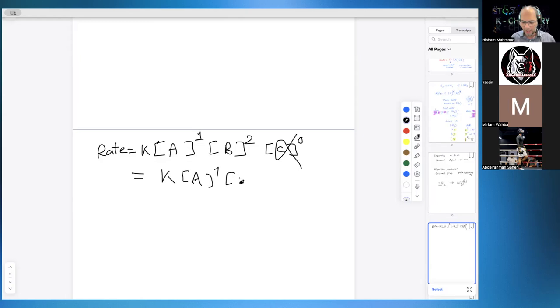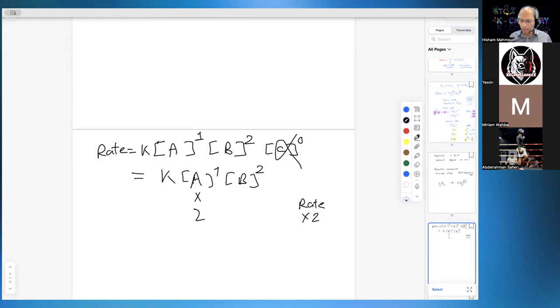Okay, so what are the reactants on which it depends? Only A and B. What happens when you double the concentration of A? What happens to the rate of the reaction? Someone tell me, what happens to the rate? Multiplied by 2, because it is first order. First order, guys, means whatever you do to the concentration, the same happens to the rate.